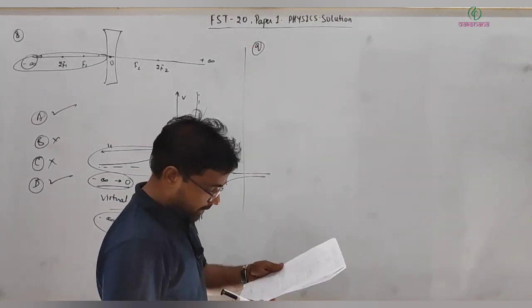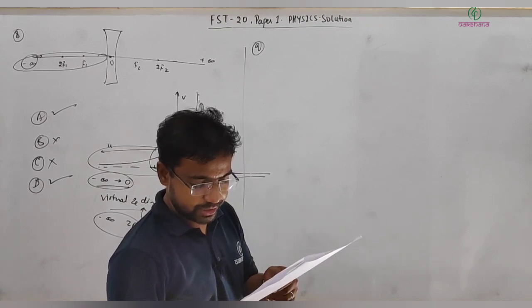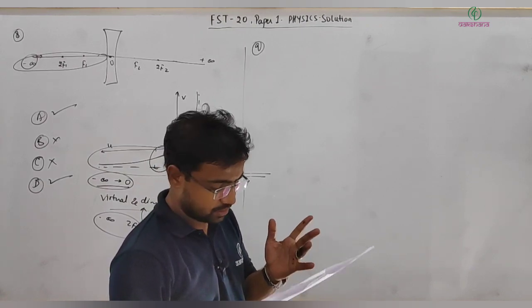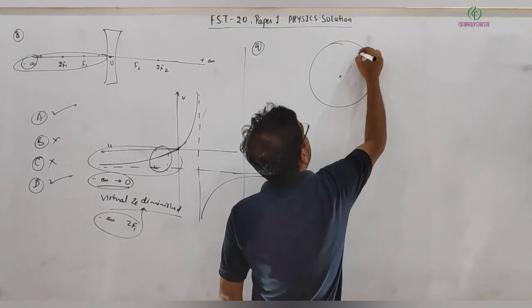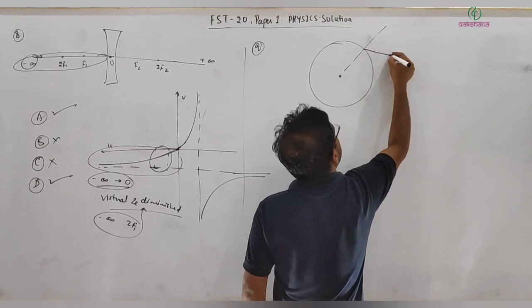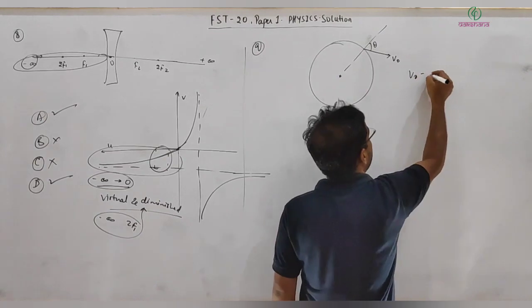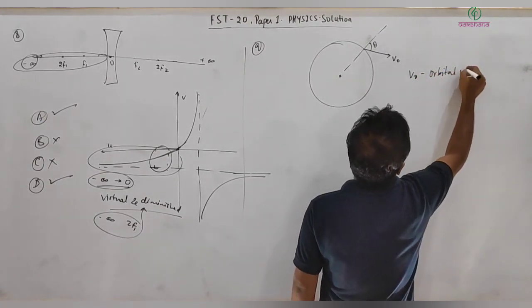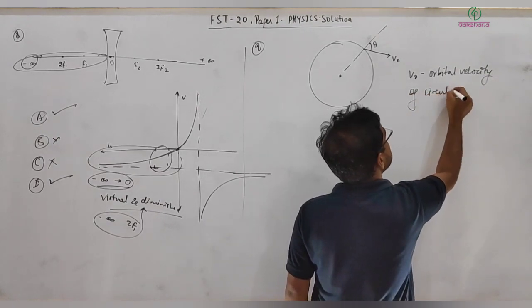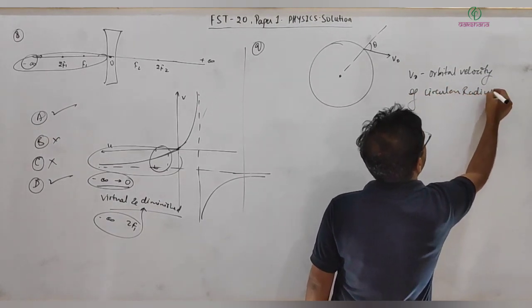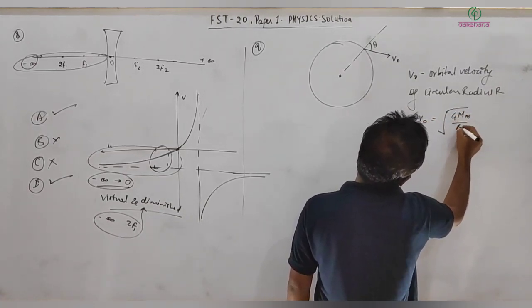And next, problem number 9. Consider a planet of mass m and radius r, shown in the figure. A particle is projected from the planet at an angle theta. So here this is a planet, and from here at some angle theta it's projected with v naught. V naught is also the orbital velocity of a circular orbit of radius r. So I can write v naught is equal to under root GM divided by r.